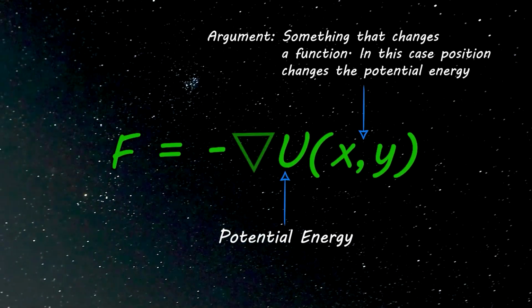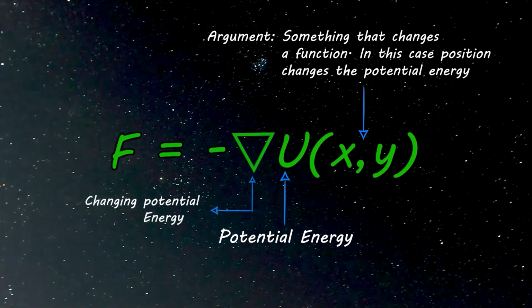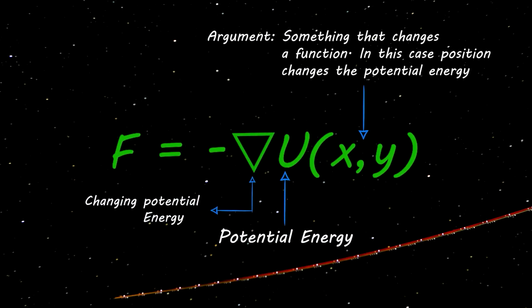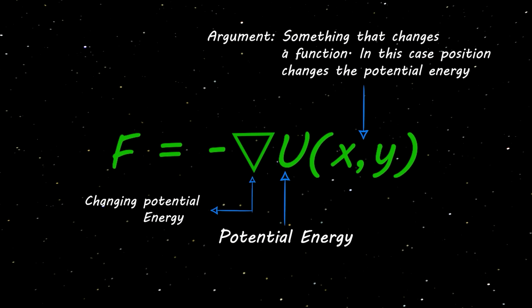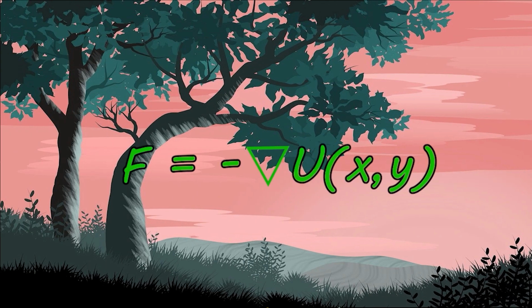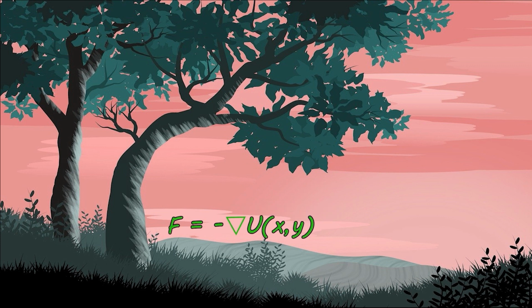The triangle represents the potential energy is changing. Don't worry if you don't quite get this formula. We're going to do a practical demonstration to help you visualize it now. Here's the formula. Imagine there's a ball sitting on the terrain on the background.